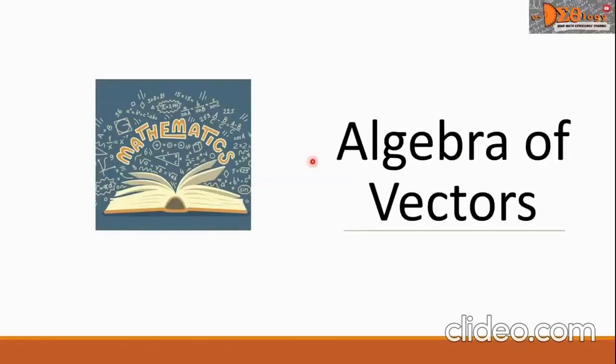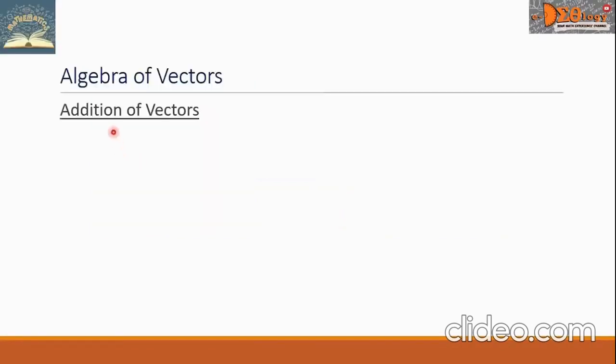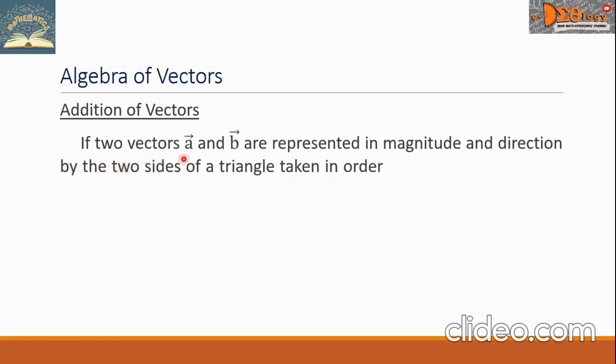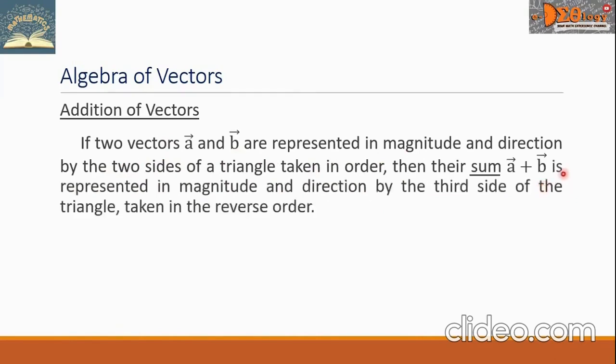Today, we're going to study algebra of vectors. Let's begin with addition of vectors. If two vectors A and B are represented in magnitude and direction by the two sides of a triangle taken in order, then their sum, vector A plus vector B, is represented in magnitude and direction by the third side of the triangle, taken in the reverse order.